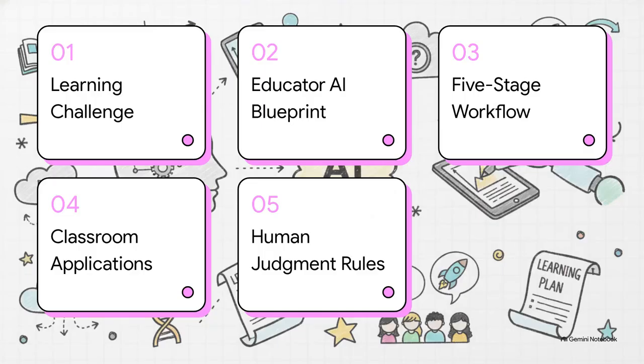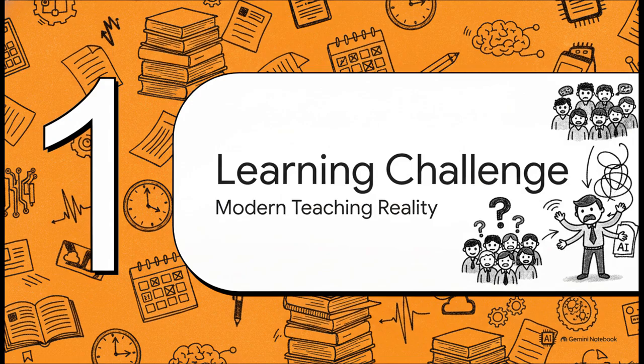Okay, here's our roadmap for today. We'll cover the differentiated learning challenge, the Educator AI blueprint, the 5-stage training workflow, real-world classroom applications, and finally, why human judgment always rules. Let's kick things off with part 1, the differentiated learning challenge, and honestly, the reality of modern teaching.